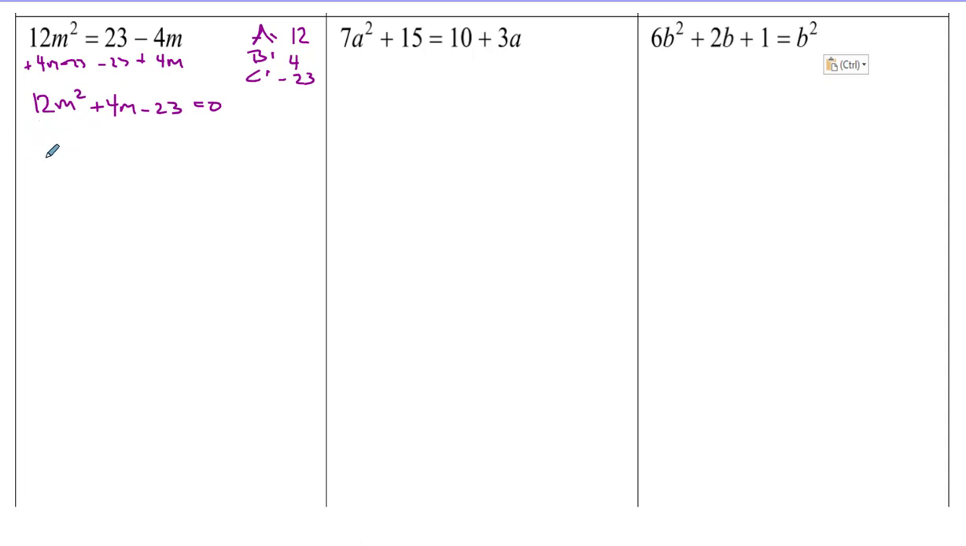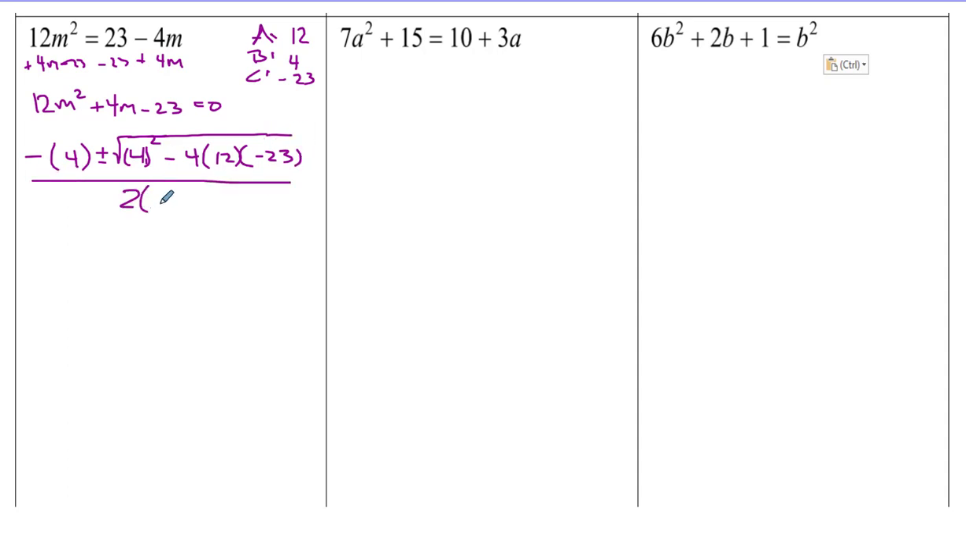So, I kind of feel like you should have memorized this formula by now. We've done 3 problems, so remember it is negative b. What's my b value? 4. Plus or minus the square root of b squared minus 4 times our a value times our c value, all over 2 times our a value.